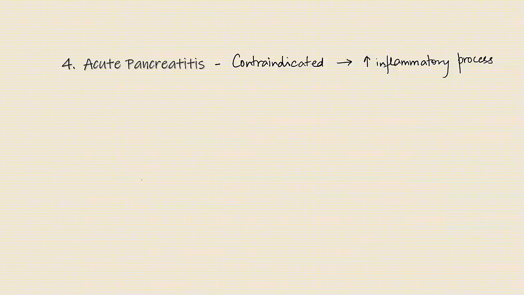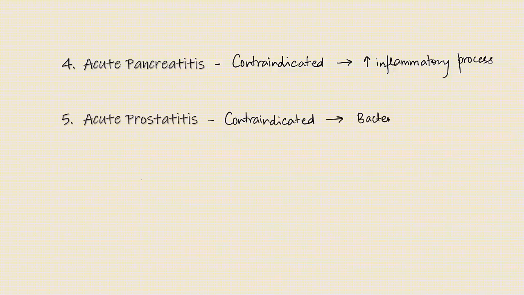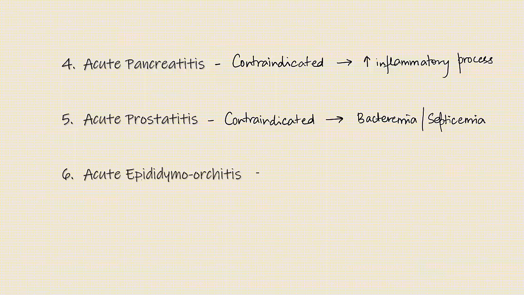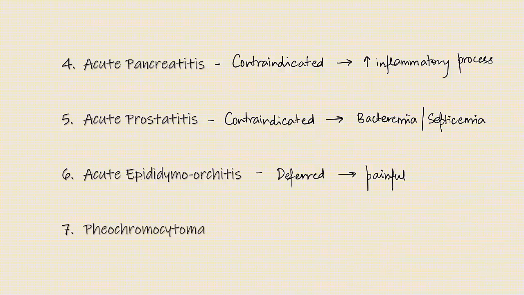Transrectal aspiration in acute prostatitis may cause bacteremia or septicemia and is contraindicated. Aspiration is extremely painful in acute epididymo-orchitis and should be deferred till such time the acute inflammatory process subsides. FNAC of a suspected pheochromocytoma is inadvisable as it may sometimes provoke extreme fluctuations in blood pressure.